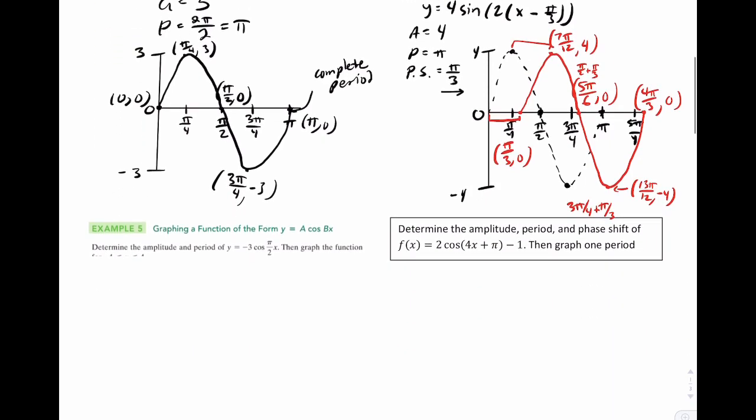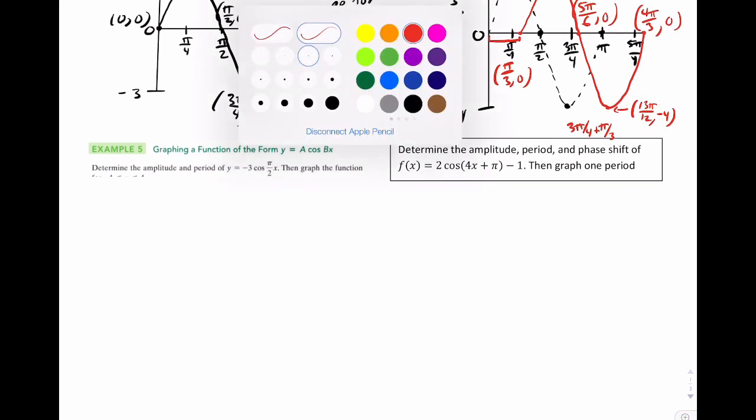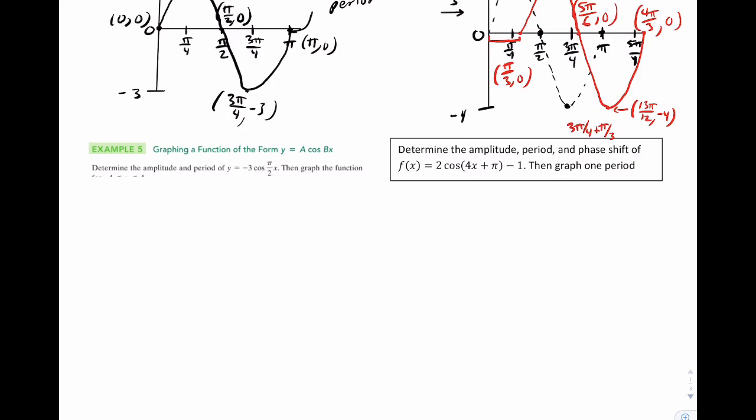Okay, let's go to the next one. Determine amplitude and period. So now we have a cosine wave. So cosine is like the exact same thing. Your amplitude, that's going to be 3 because we want to keep that positive. The period is going to be 4. Now the period, let me kind of go through that just to make sure we're all okay. When you do 2 pi over 2, that's like saying 2 pi times 2 over pi. Pi's cancel, and that's why your period is 4 here.